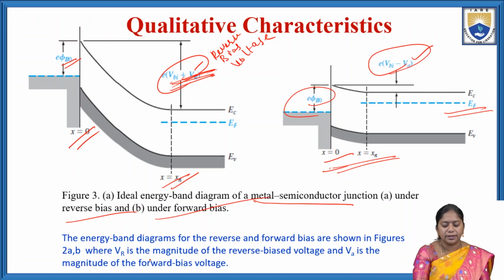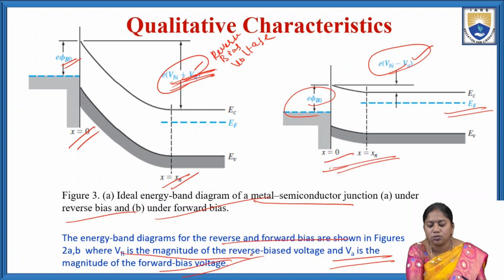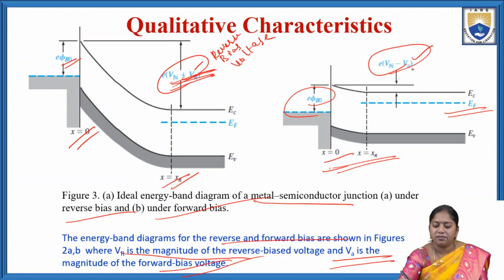The energy band diagrams for the reverse and forward biases are shown in the figure, where VR is the magnitude of the reverse bias voltage and VA is the magnitude of the forward bias voltage. So here it is VBI minus VA, where VA is the forward bias voltage.